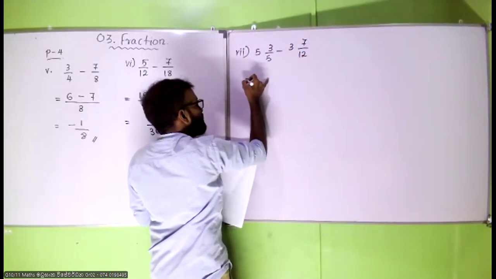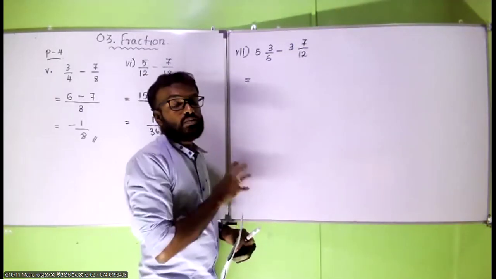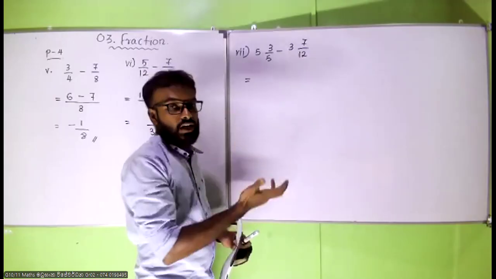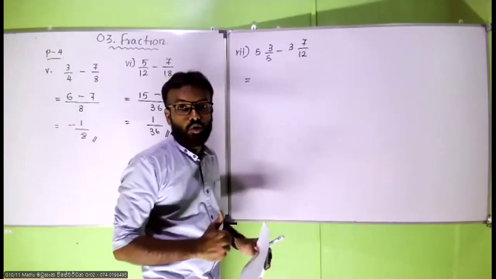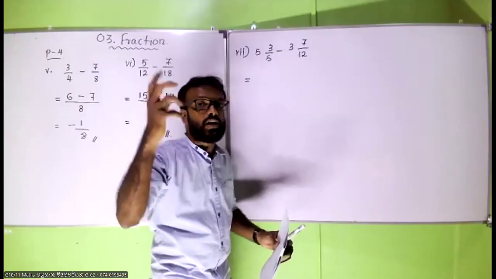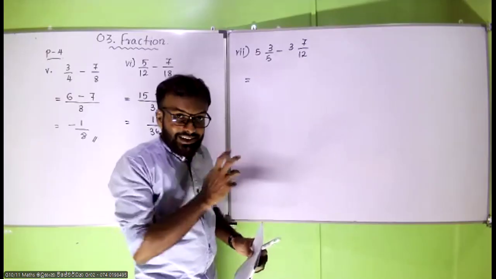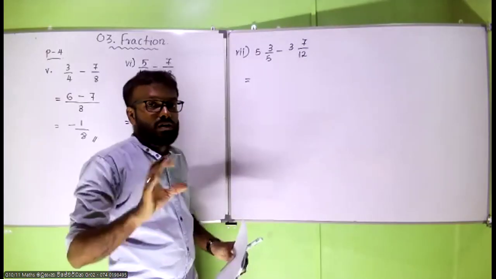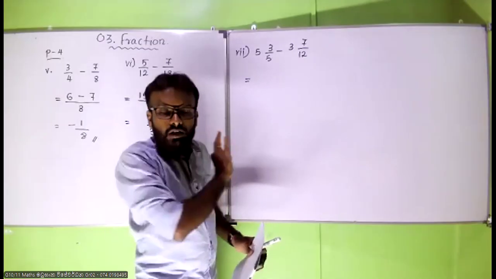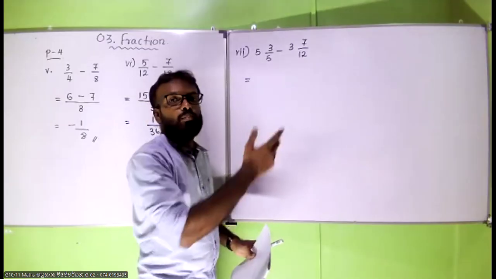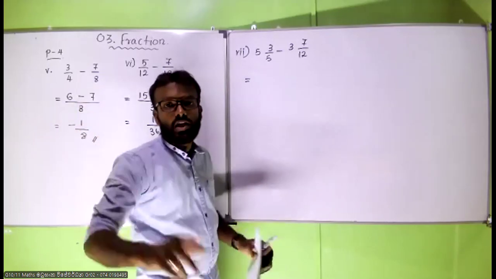So as the first step, these are mixed numbers, so I will convert these mixed numbers into improper fractions first. It is one of the easiest ways when you are simplifying fractions. There is another method to simplify this, but I would prefer to convert these mixed numbers into improper fractions so that you can do the simplification easily.